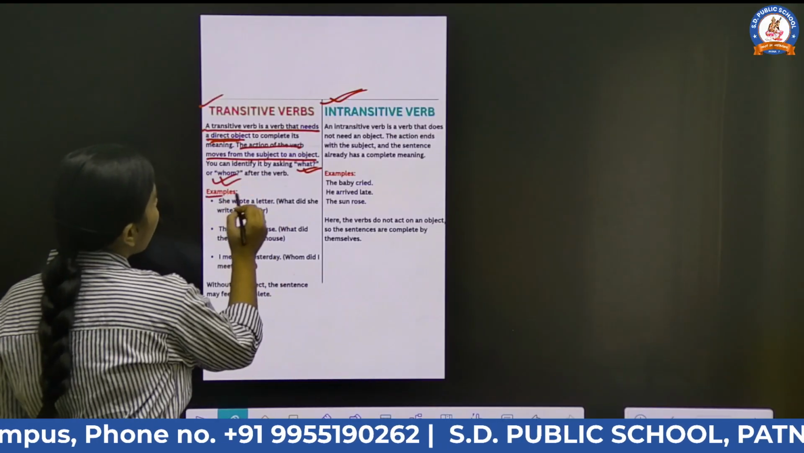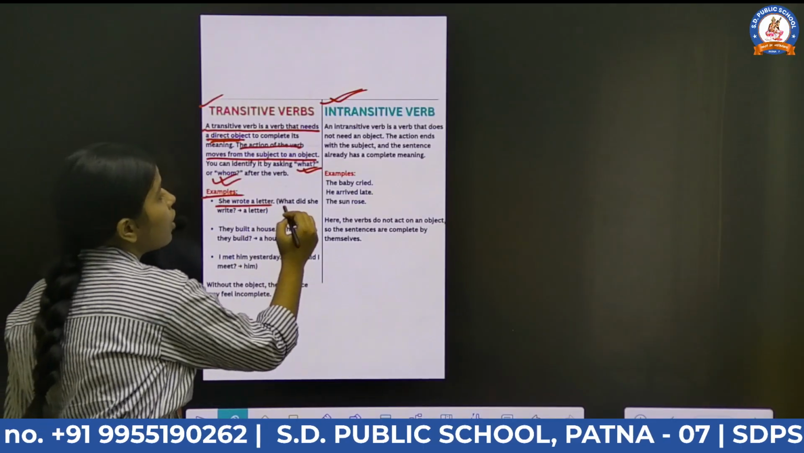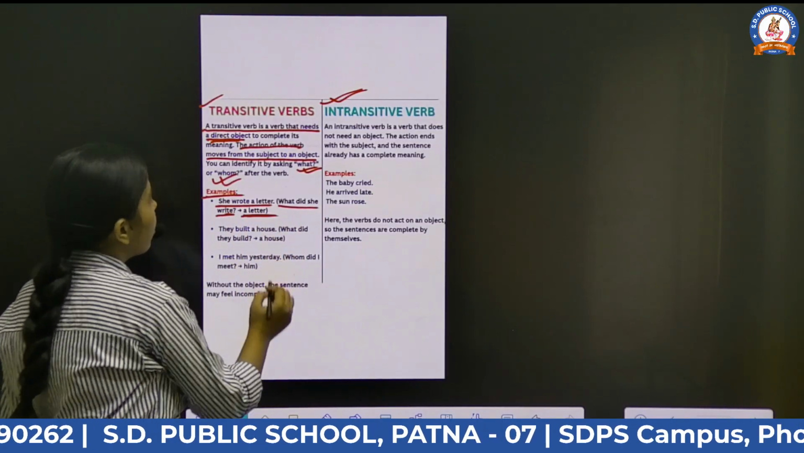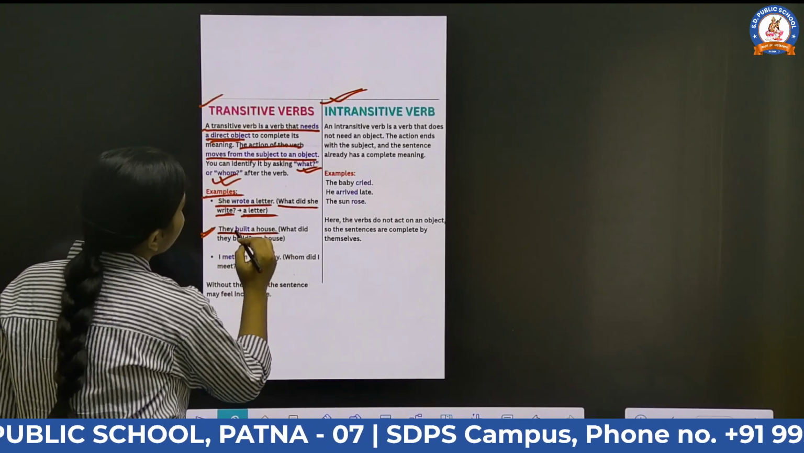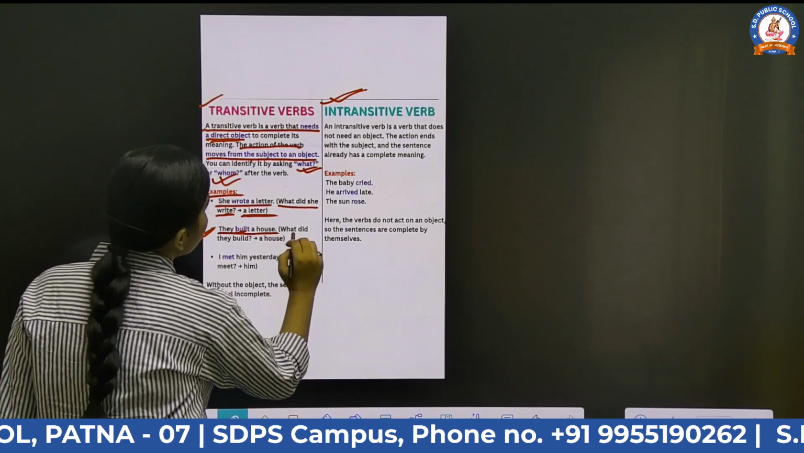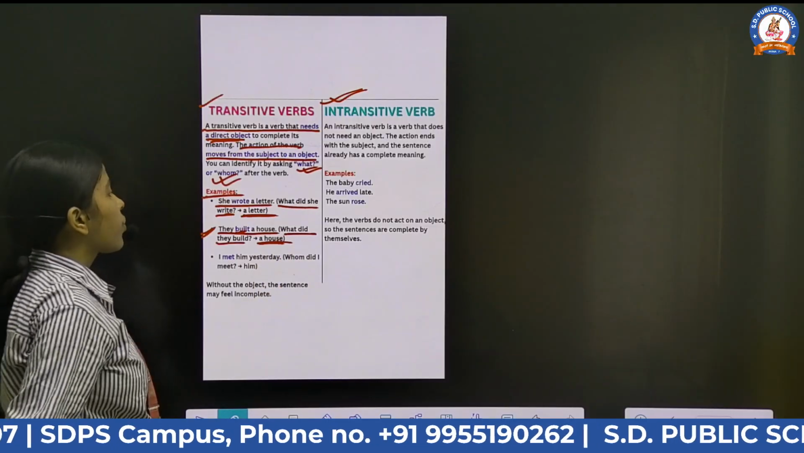For example, you can see: She wrote a letter. Here you can ask the question, what did she write? She wrote a letter. In the second example, you can see: They built a house. Here built is what? It is the transitive verb. Why? Because it is answering the question, what did they build? They built a house.